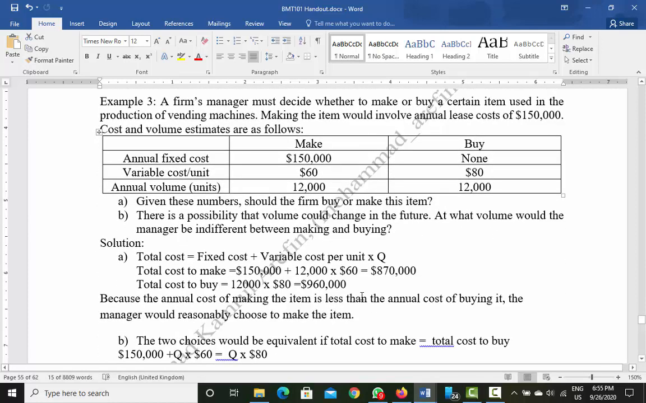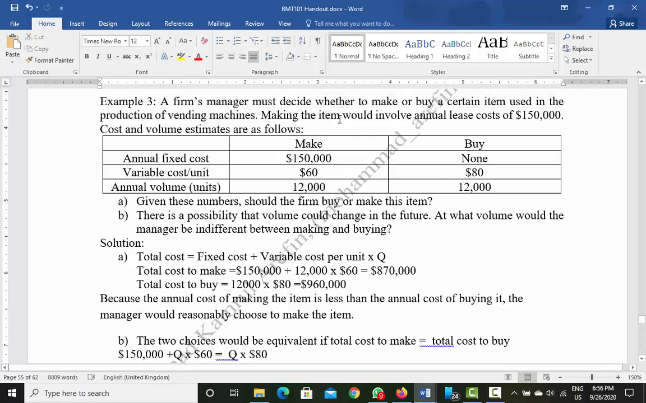Now the next one. A firm's manager must decide whether to make or buy a certain item used in the production of vending machines. So the company produces vending machines. To produce a vending machine, they require certain equipment or parts for that machine. So they can produce that part or they can buy it from outside.